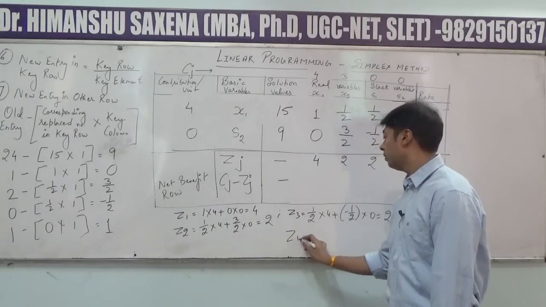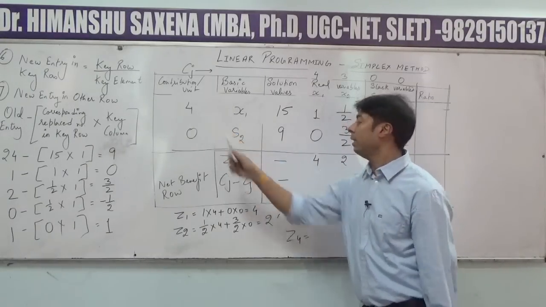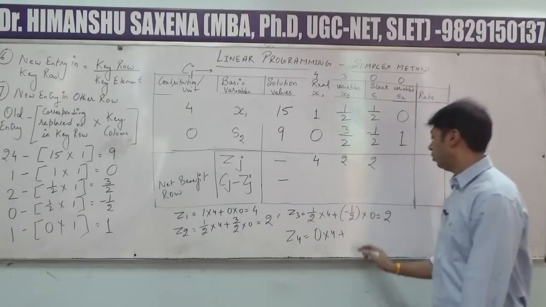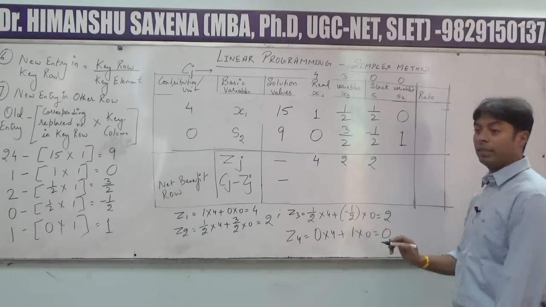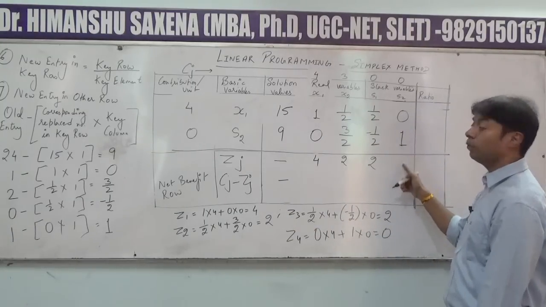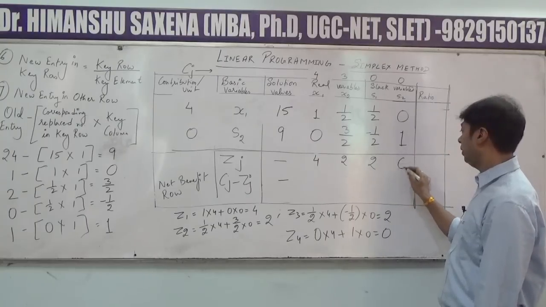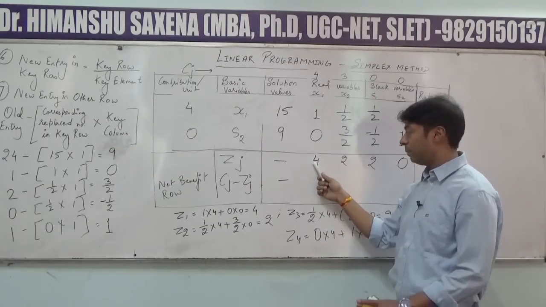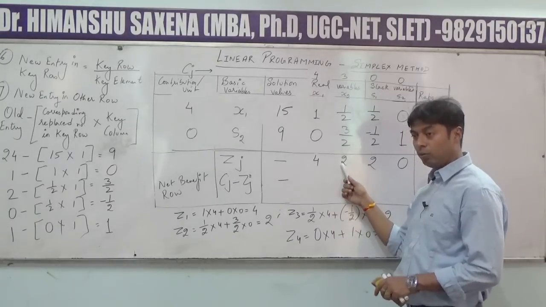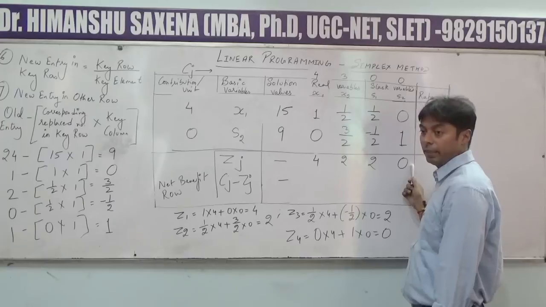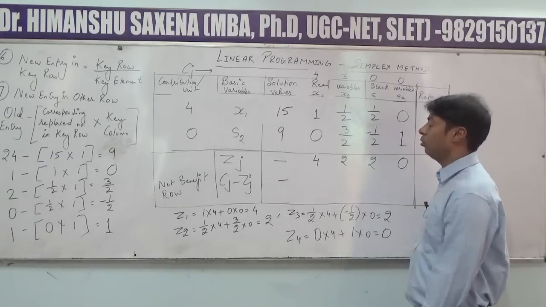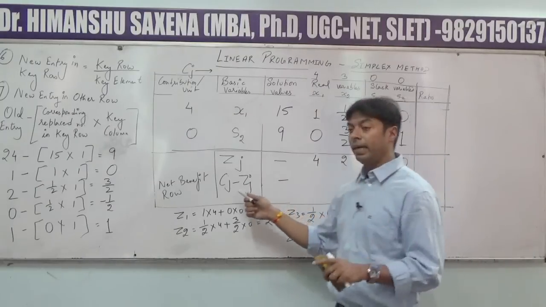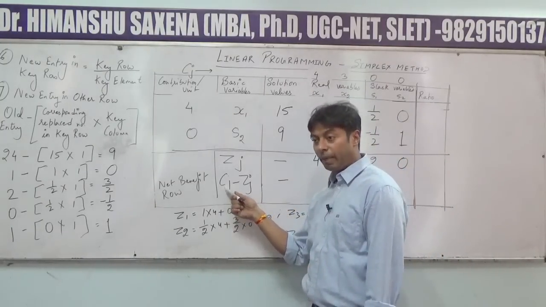And finally Z4, 0 multiplied by 4 and 1 multiplied by 0 will give you 0. So the value of Z4 for this fourth column will be equal to 0. See, this was the calculation of first column represented by Z1. This is Z2, this is Z3 and this is Z4. So after doing all these workings, we have calculated the value of Zj. After that, we are going to calculate Cj minus Zj.